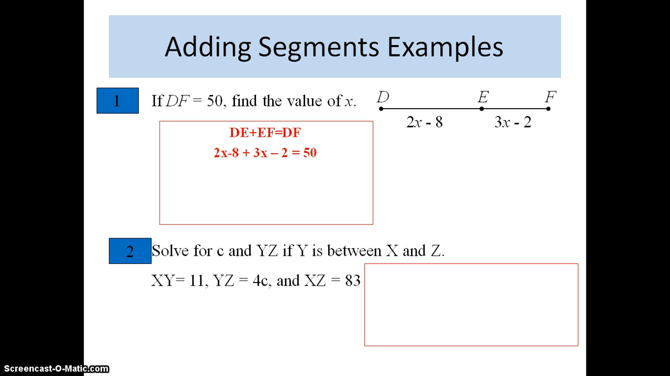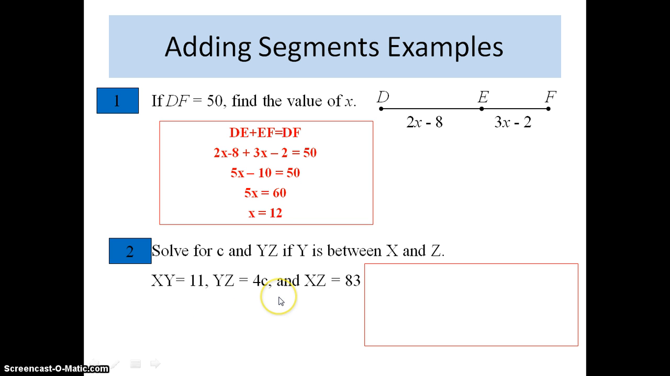I'm going to combine my like terms. 2x plus 3x is 5x. Negative 8 plus negative 2 is negative 10 is equal to 50. Then we add the 10 over and we get 5x is equal to 60. And finally you divide by 5 and get x is equal to 12.